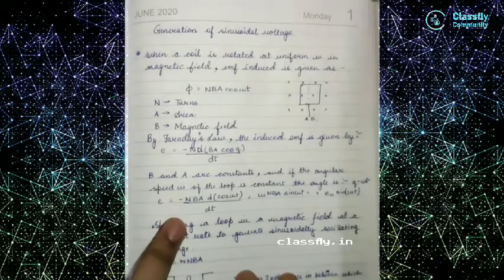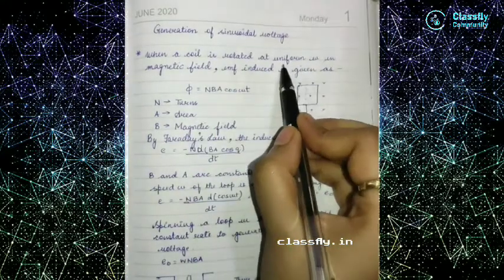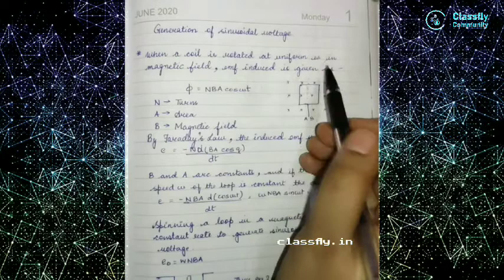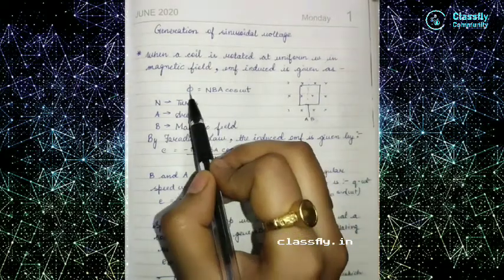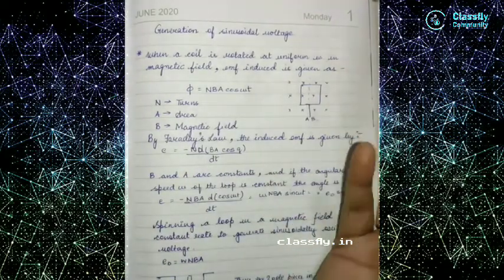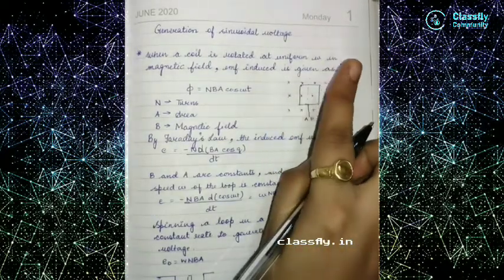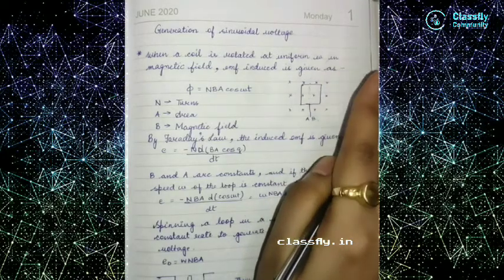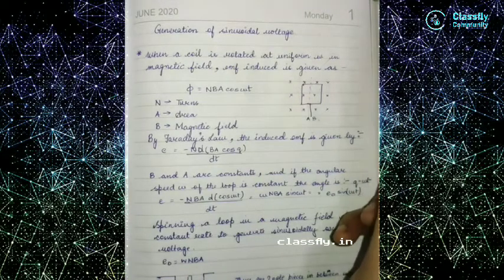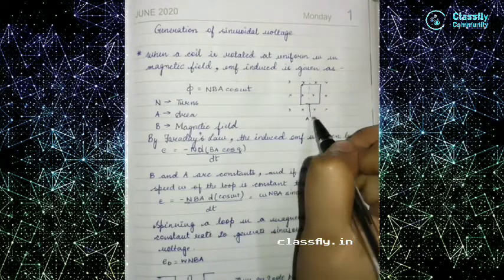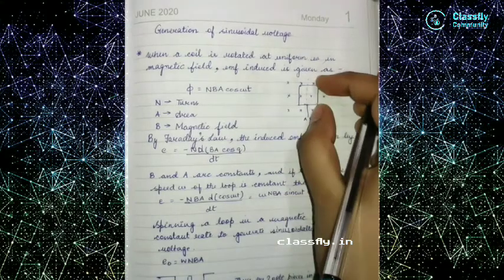We will see the generation of the sinusoidal voltage. When a coil is rotated at uniform angular speed omega in a magnetic field, the EMF induced is given as phi equal to NBA cos omega t. I know that's hard to understand, right? See, this is a coil. When we rotate this in a magnetic field, it will induce an EMF.